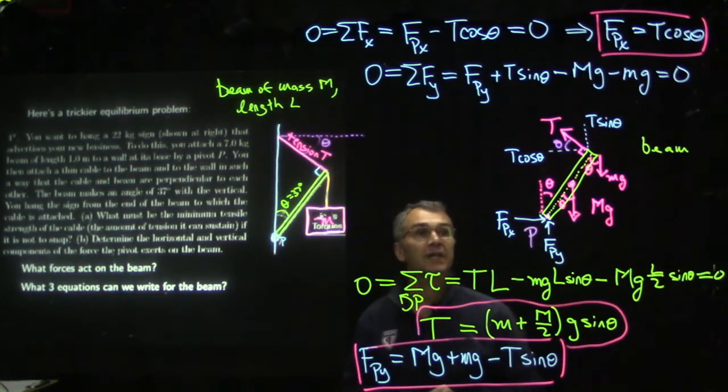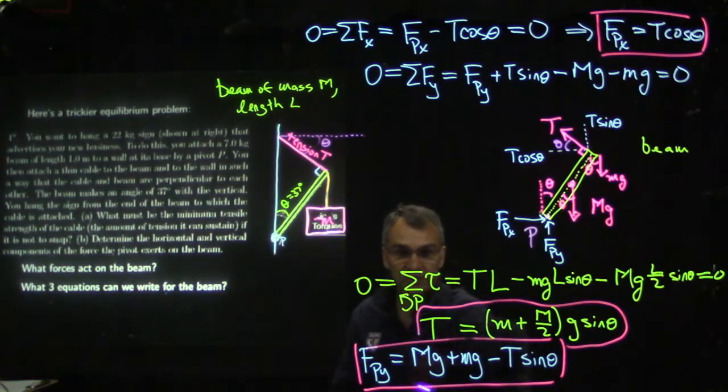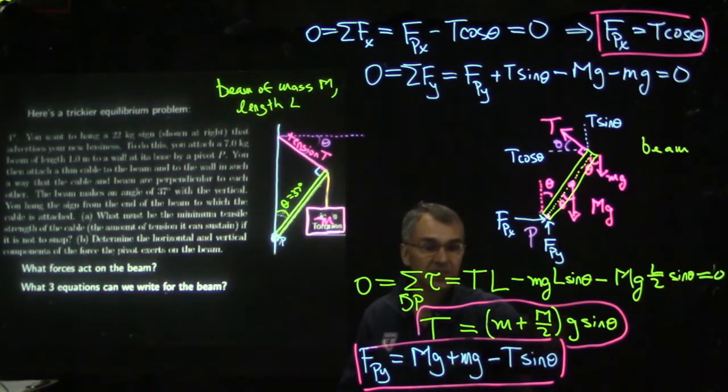So assuming that we have solved this correctly, and I did not write down a correct answer anywhere, so I can't say for certain, I can't check it against work that I did last year, it seems as if the tension is little m plus a half big M together times g sine theta. And then it seems as if the vertical force exerted by the hinge is the sum of the two weights minus T sine theta, where you would have to plug in this value of the tension.